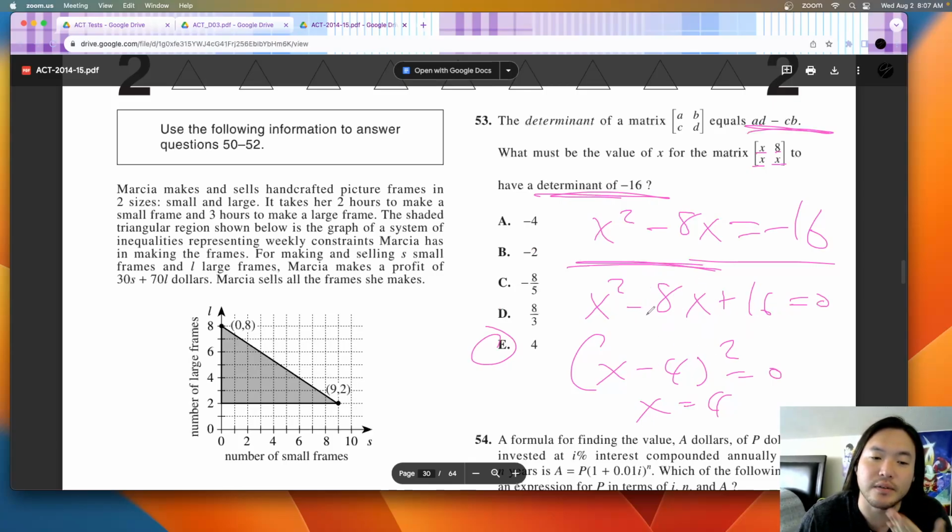Negative 4x plus negative 4x is negative 8x. Why did we factor? Well, hopefully you can tell very simply, if x is equal to 4, 4 minus 4 is 0, 0 squared is 0. That's why we factor, right?